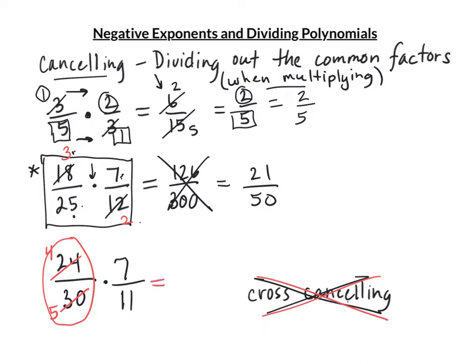Now I can just multiply. 4 times 7, well, that's 28. And 5 times 11 is 55. And as long as you've divided all the common factors out, you can be confident that your answer is simplified, in simplest form.